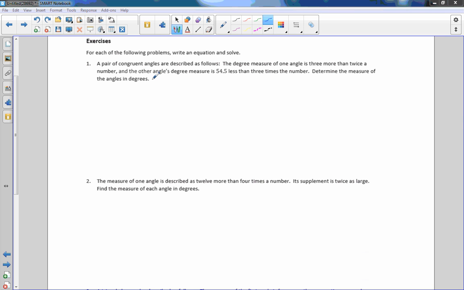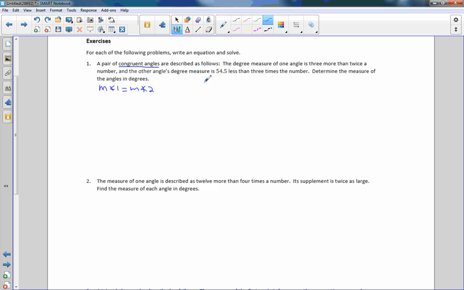Okay, exercise 1. For each of the following problems, write an equation and solve. So see if you can do these on your own. Pause the video. When you think you have the right answer, come back and we'll check them. So number one, a pair of congruent angles are described as follows. So the first thing I'm going to do is write the measure of angle 1 equals the measure of angle 2. The reason I can say that is because of the word congruent. If they're congruent, their angle measures are equal.